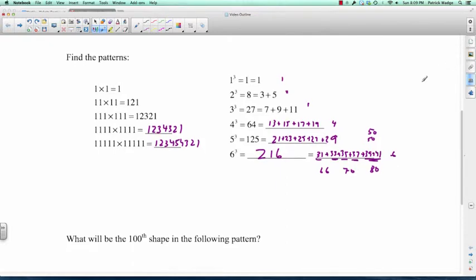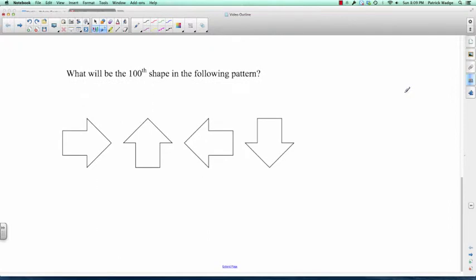So, using patterns to find answers. What will be the 100th shape in the following pattern? So, this is the first shape in the pattern, this is the second, this is the third, and this is the fourth. What will the fifth shape be? Well, it'll be back to this again, right? We'll have another one of these arrows like this. But I'll just put it here. This will be the fifth, the sixth, the seventh, the eighth.